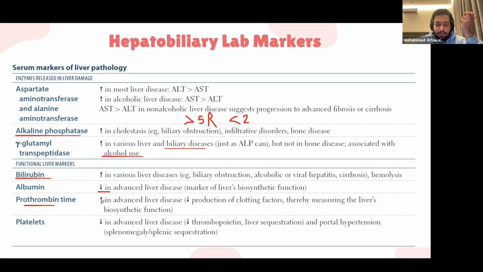PT is increased. As I said, that's because of clotting factors and because of vitamin K dependent factors. The last thing is platelets, and as I said, it's decreased first because of thrombopoietin and there's sequestration. Because of portal hypertension, you have sequestration mostly in the spleen. You also have liver sequestration as well. So that's basically the liver function tests.